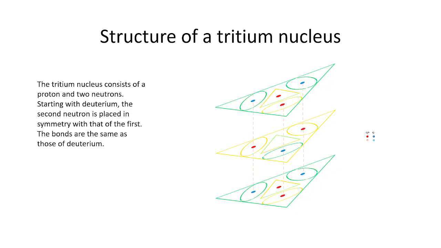Structure of a tritium nucleus. The tritium nucleus consists of a proton and two neutrons. Starting with deuterium, the second neutron is placed symmetrically with the first. The bonds are the same as those of deuterium.